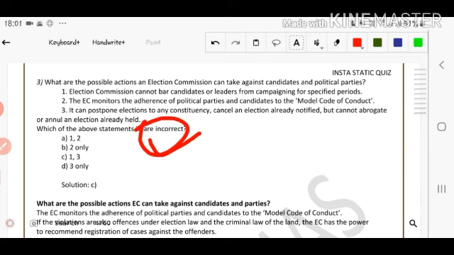Let us see the third statement again. It can postpone the election of any constituency in which the election will be held, and it can cancel an election. For example, if a national emergency is declared or the law and order condition is not enough to hold the election, the election can be cancelled by the Election Commission of India. Third, but it cannot abrogate or annul an election that has already been held. I think that is right. Third is right. Second, the Election Commission monitors the adherence of political parties, that is right.